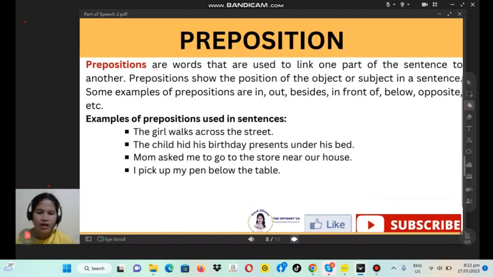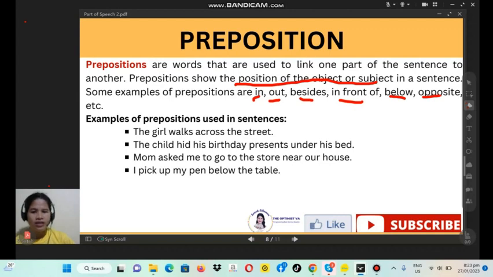Next, prepositions. Prepositions are words that are used to link parts of the sentence to another. Prepositions show the position of the object or the subject in a sentence. Some examples of prepositions are in, out, beside, in front of, below, opposite, and so on. Here are examples of prepositions used in sentences.